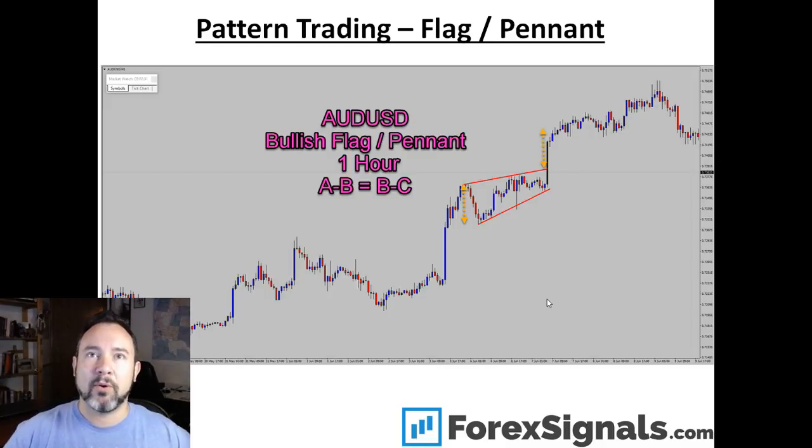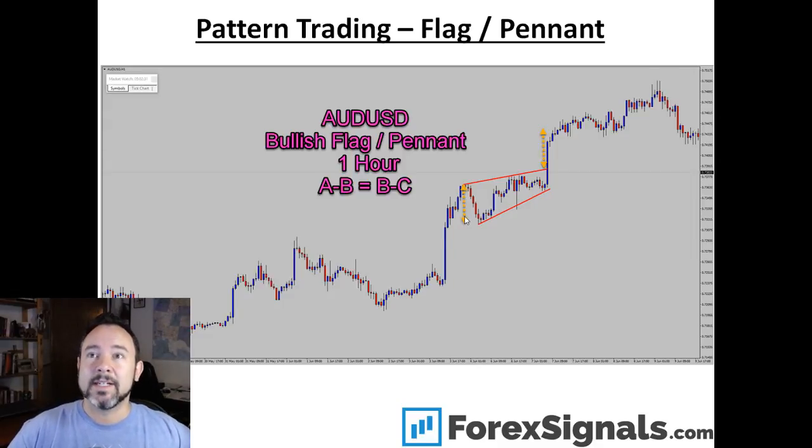Here's an example that I pulled up. This is the Australian dollar versus US dollar on the 1-hour time frame. Sorry if I'm looking up high here. I have my other screen up here, and I know I can't click on this one. Probably looks a little funny. Get my lights right.